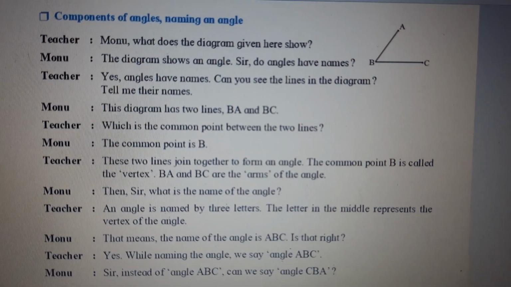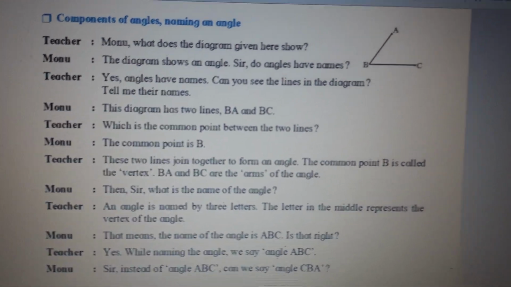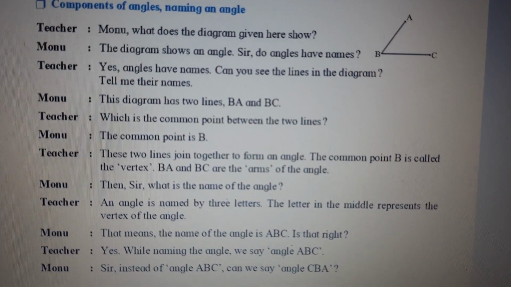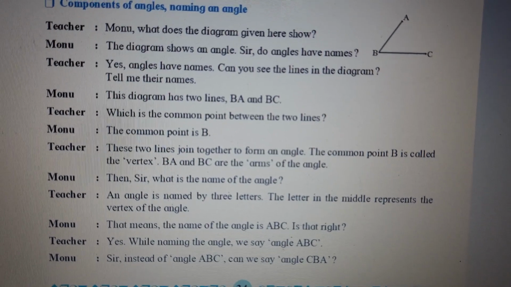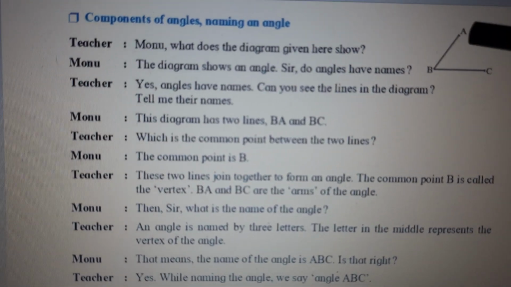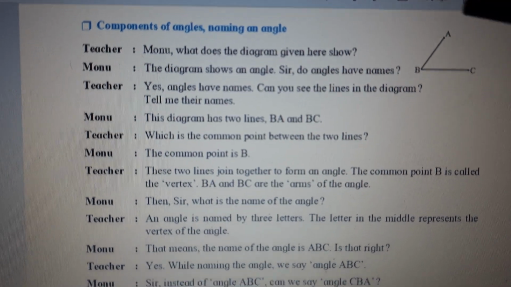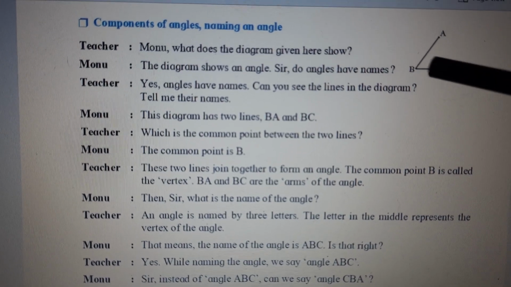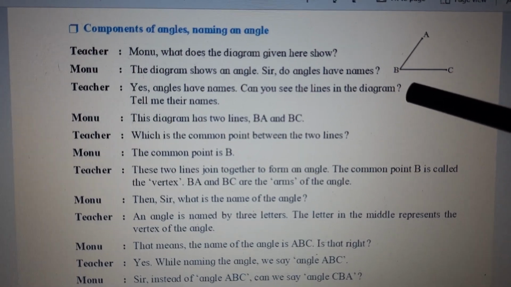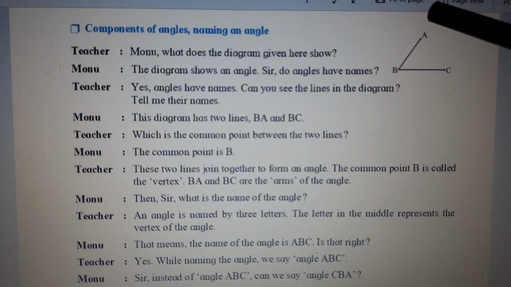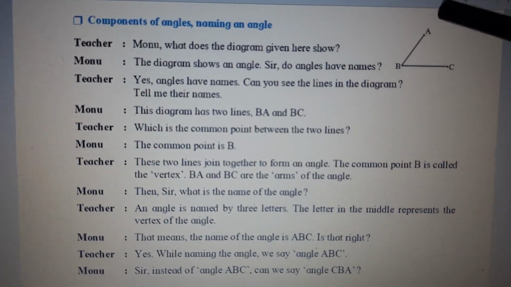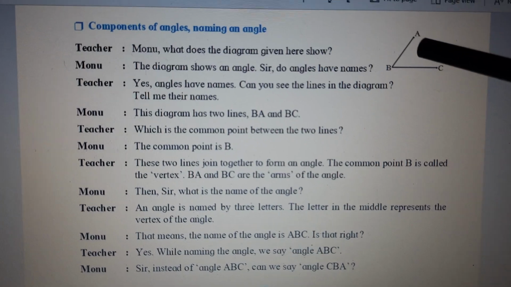Here we will understand components of angles, naming an angle. How do we name an angle, children? So naming an angle can be one single letter or three letters. If it is a single letter, then we name it only with the vertex, that is angle B. But if it is three letters, then with the arms, angle ABC, or also we can say angle CBA, either this way or this way.